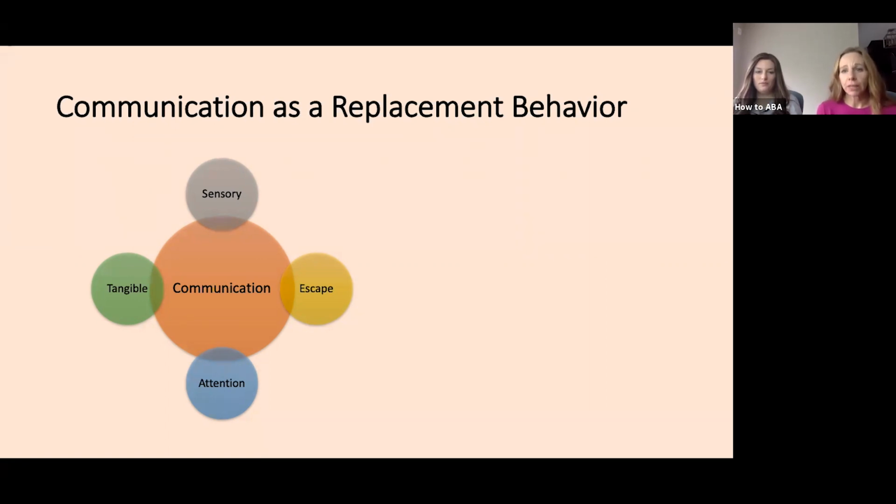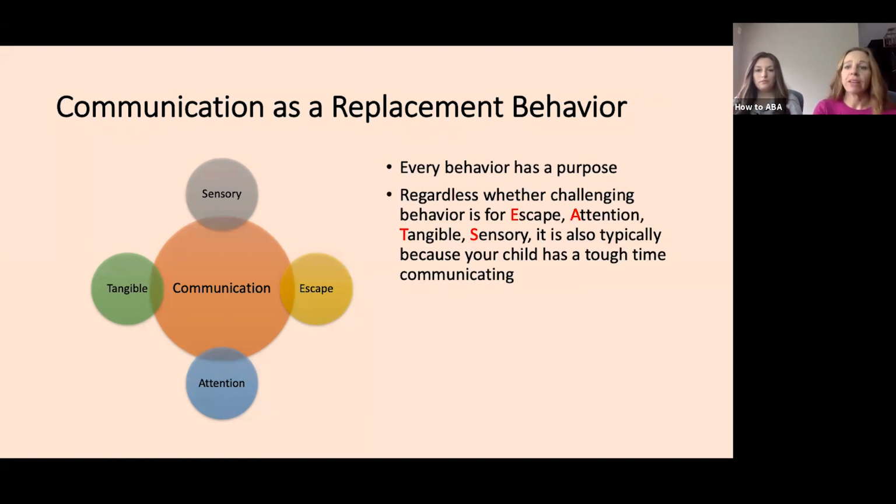So when you're thinking about function, think about communication as an overall function, and really what is that child trying to say, and teach that replacement behavior. So again, every behavior has a purpose, right? Our whole EATS, our escape, our attention, our tangible, our sensory is because of that, but it's also because of communication. So really make sure that you ask, what is my child trying to say, and teach that replacement behavior.